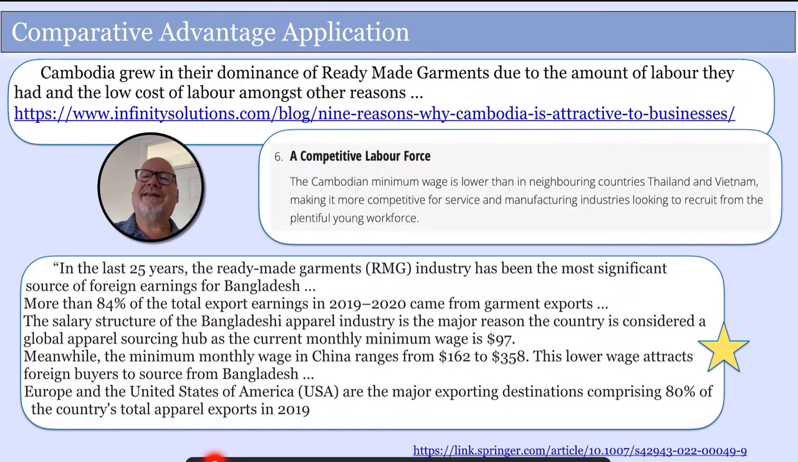You can look at Bangladesh, an amazing country to consider, again, in terms of their ready-made garments industry. So both these countries have ready-made garments. Bangladesh, 84% of their exports are coming from garment exports, and the salary structure is the major reason, it says. They have a minimum wage of $97, China $162, $358.